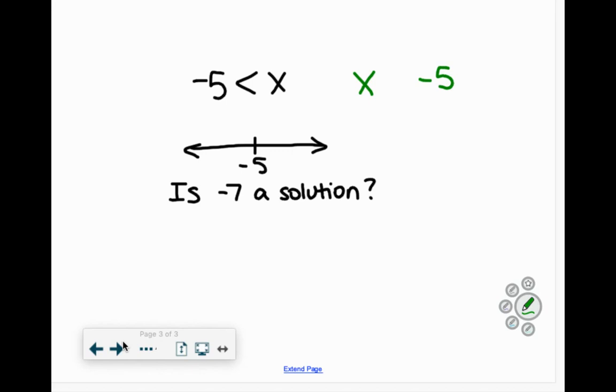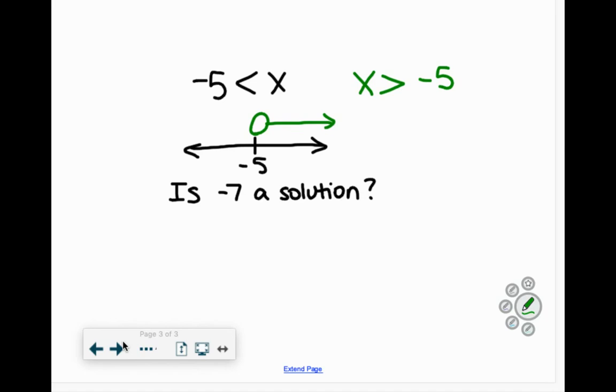Which part of the symbol is facing the x right now? The open part or the pointy part? The open. So we still have to make sure that the open part is facing the x. Or if you just want it as the alligator is eating the x, the alligator still needs to be eating the x. Which means that we have to go this way. If you put it the other way, the order of the problem just got you.